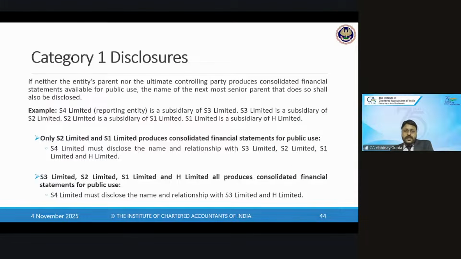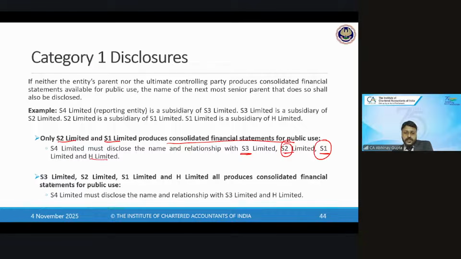Now, only S2 and S1 are producing the CFS for public use. Then S4 must disclose the name of its relationship with S3, that is its own parent. Then S2, the intervening parent. Then S1, the intervening parent. And then H. Now, S2 and S1 are only producing the CFS, so S2's name and S1's name have to be mandatorily included in the related party schedule of S4.